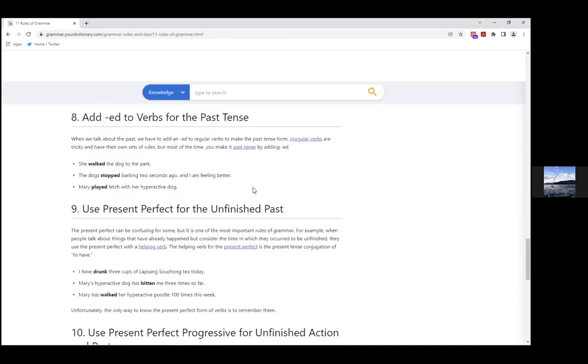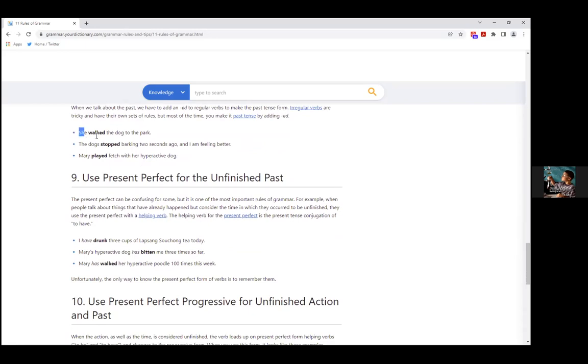So the addition of ed to verbs creates a past tense for something that is not happening now or about to happen, but instead, of course, happened in the past. So I'll go through. She walked the dog to the park. So this happened previously. Would you like to try? Yep. She walked the dog to the park. Exactly.